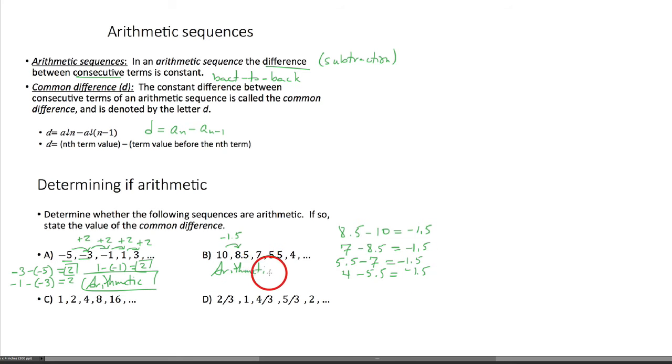Okay. So with respect to these being arithmetic, we're looking for a common difference. Otherwise, we just want to state the common difference. For the first one here, it would be 2, and for the second one, it would be down by 1.5 every time. So now looking at sequence C, we have 1, 2, 4, 8, 16.